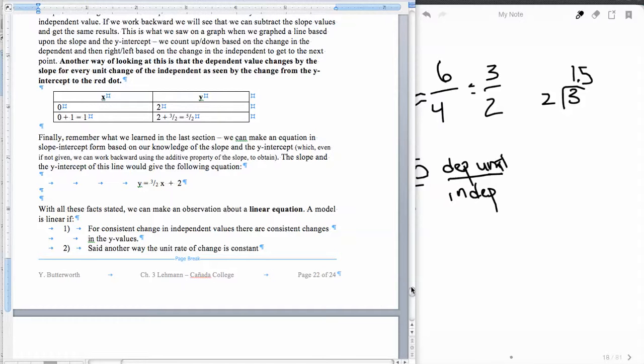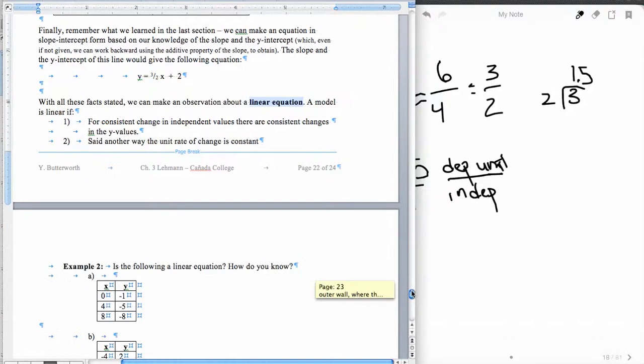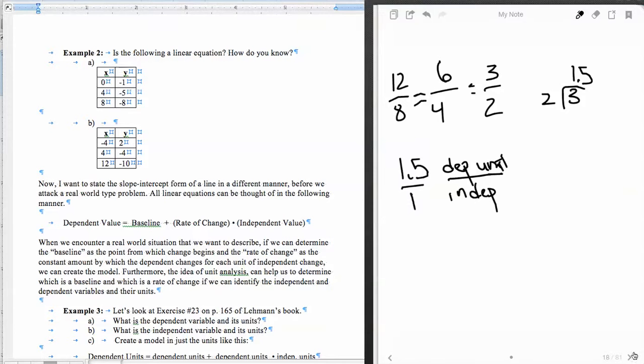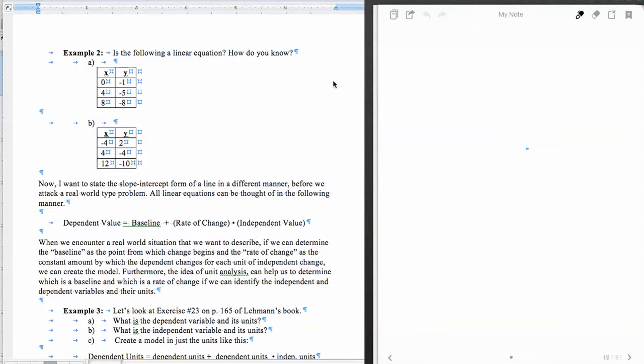So let's take a look at an example where we're trying to decide if we have a linear equation or not. So looking at these two tables of values, we can see if these are linear by seeing the changes in the x's and the changes in the y's. So on part A, what we see is that the x's change from the first ordered pair to the second is a 4, and from the second ordered pair to the third ordered pair is another 4, and it's a positive 4. We're increasing on those.